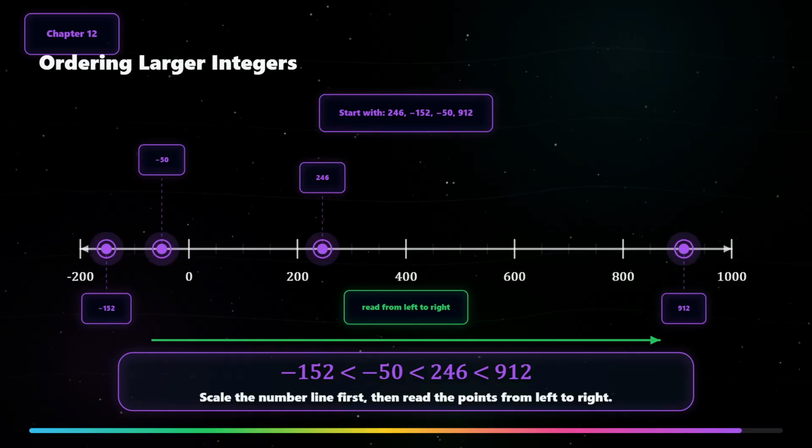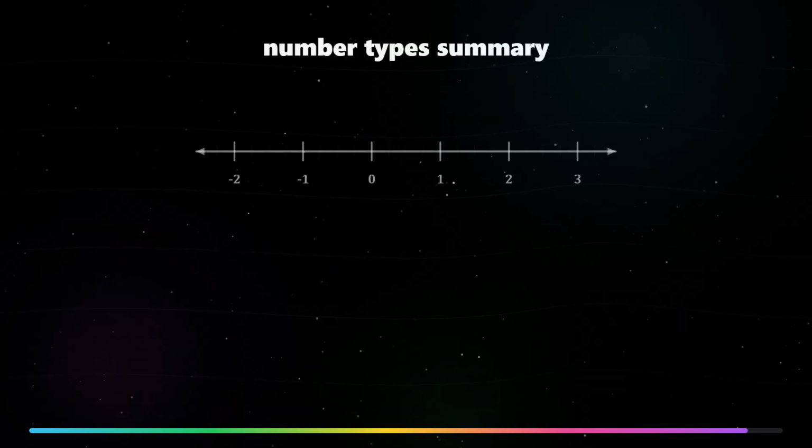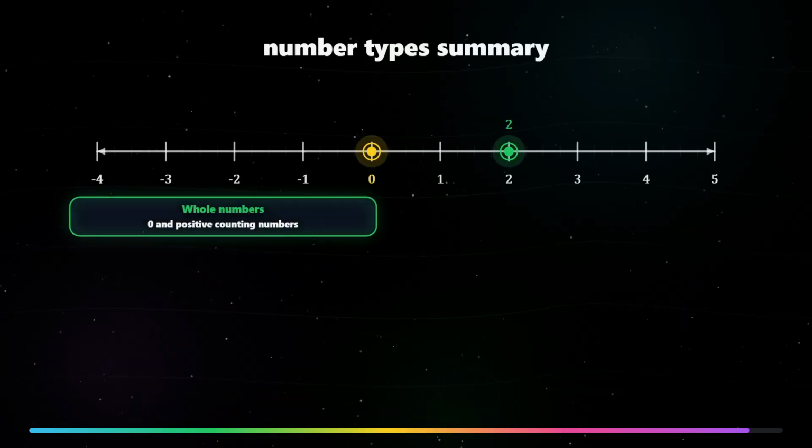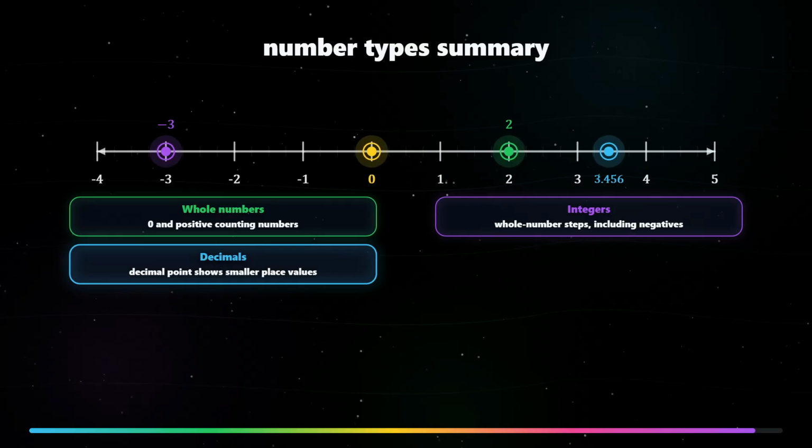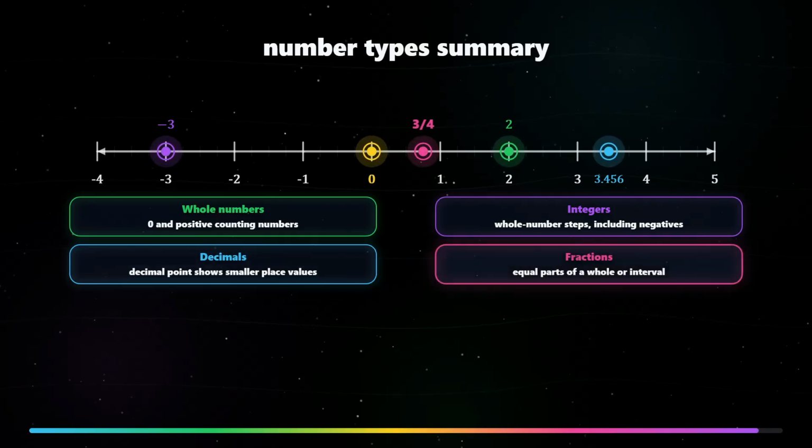Whether the numbers are whole numbers, decimals, or integers, we place them by size and read from left to right. So here is the recap. Whole numbers are 0 and positive counting numbers. Integers are whole number steps, including negatives. Decimals use a decimal point to show smaller place values. Fractions show equal parts of a whole or interval.